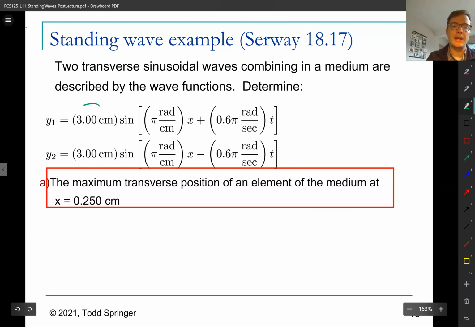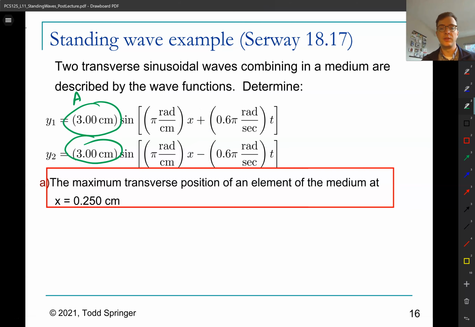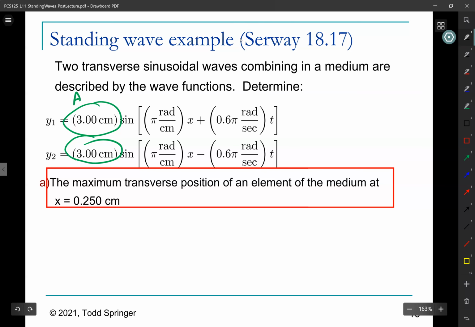So what have I done here? I'm adding 2 waves. They have the same amplitude, so this is A. They have the same wavelength, and they have the same frequency. So they're identical waves, but there's a difference between them, which is that one of them is traveling in the positive x direction and one's traveling in the minus x direction. So this is a standing wave. We know that a standing wave is formed when you add 2 identical waves traveling in opposite directions. Okay, what is this question asking? We know it's a standing wave, right?